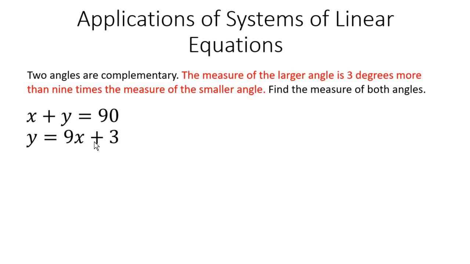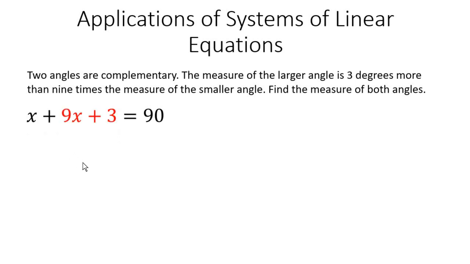I notice the second equation is already solved for y. And I'm going to use that to replace y in the first equation. So instead of y in the first equation, I'm going to have 9x plus 3. So I'm going to replace y with 9x plus 3. And then I'm going to solve for x. X plus 9x makes 10x. So I get 10x plus 3 is equal to 90.